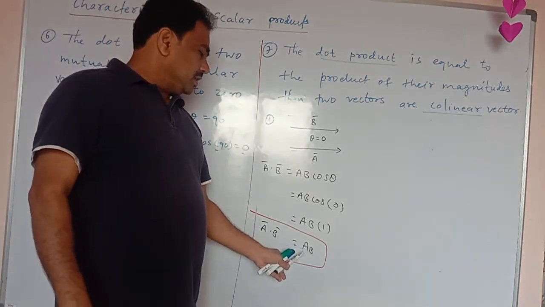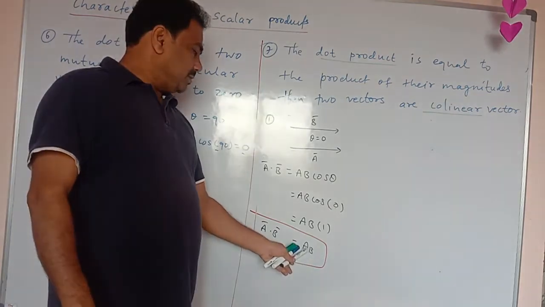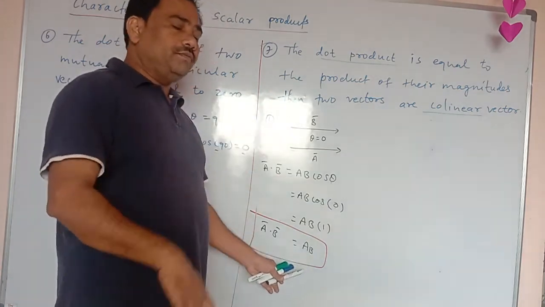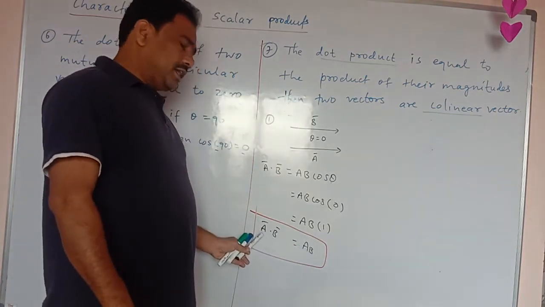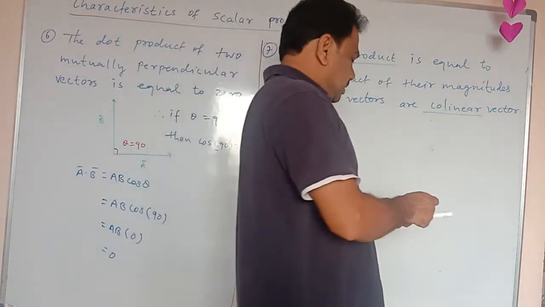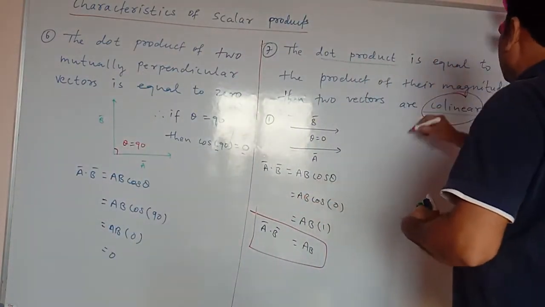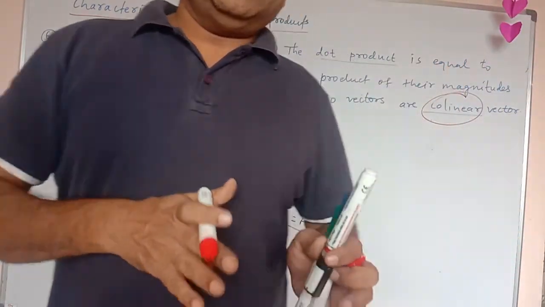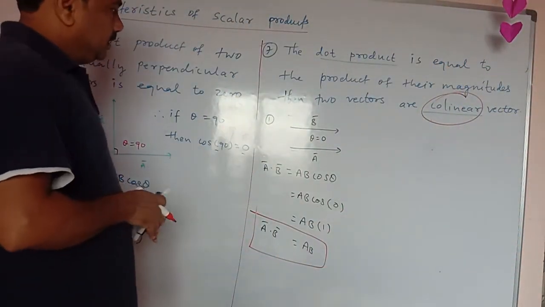See here, what does AB indicate? AB indicates the product of the magnitudes of vector A and vector B. One word is very important here, that is collinear. Collinear vectors are vectors that are parallel to each other, or anti-parallel to each other. Okay, so this is the first case.